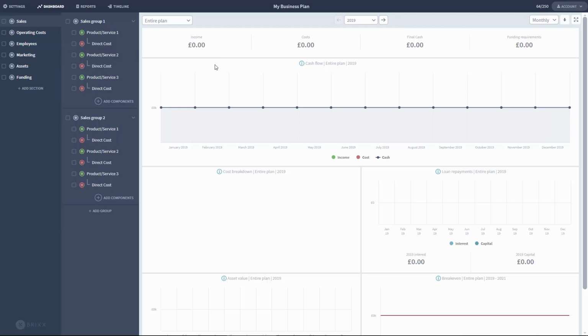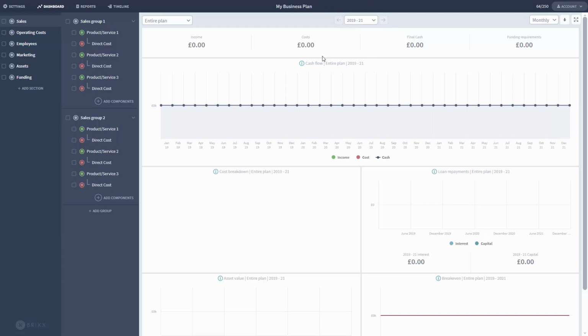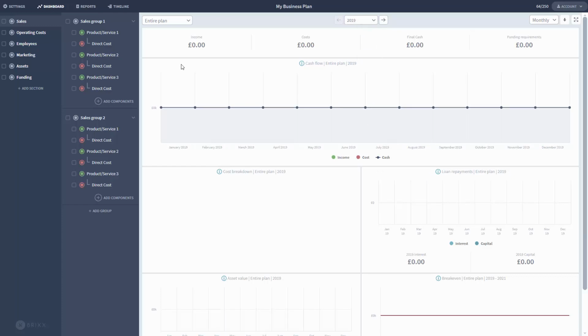Right now I've got a completely empty forecast. I've set up a plan, a 3-year plan starting in 2019. Right now I'm just looking at the first 12 months of that plan. If I use the drop down at the top, I can set it to show the entire plan. I think for the majority of this I'm just going to be looking at the first 12 months so that we're not looking at too much data at once.